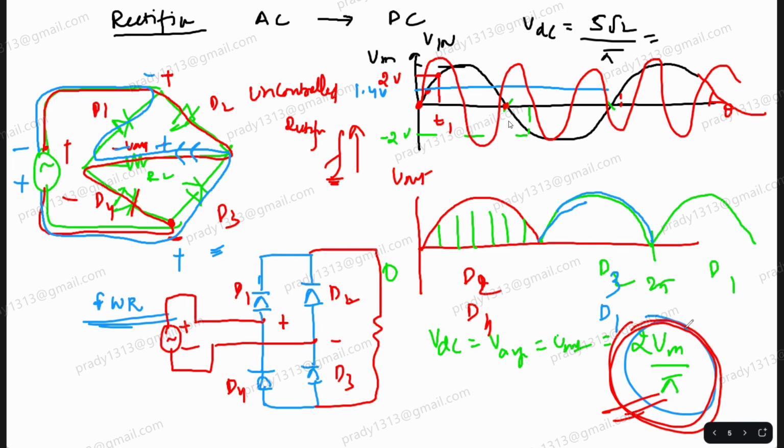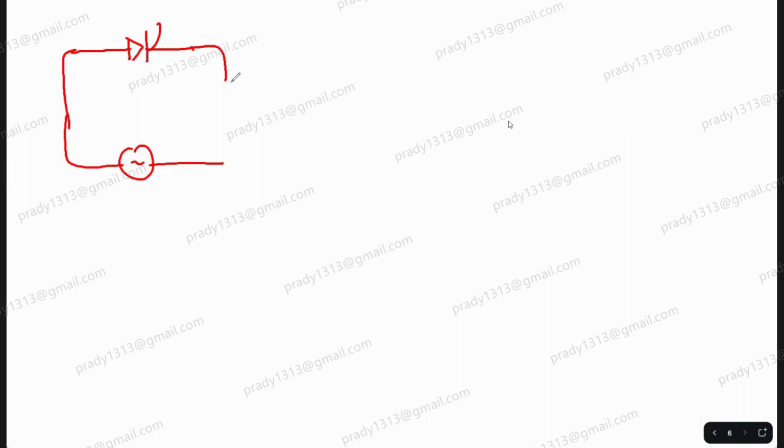Okay. If I change the RMS value, will the output change? Yes, sir, because Vm will change, so the output will change. It is simple, you have to give a straightforward answer, not go around in circles. Clear? Yes, sir. This is the load. We are giving some input at some frequency. This is my circuit, a silicon controlled rectifier, SCR. Now tell me what will happen.